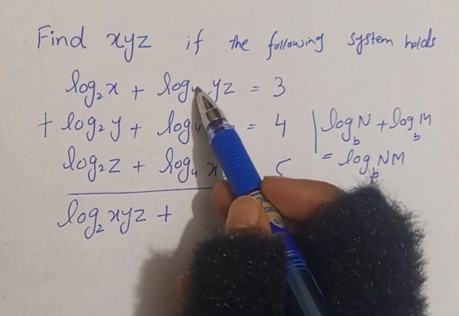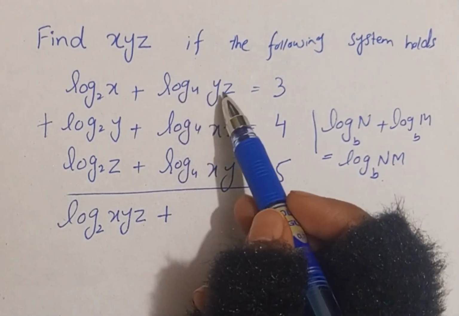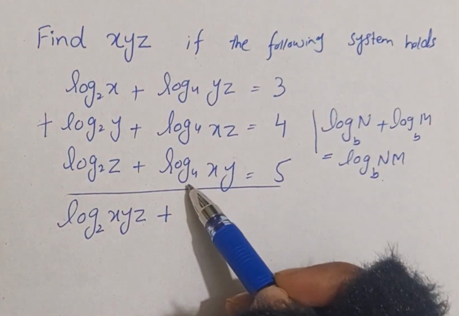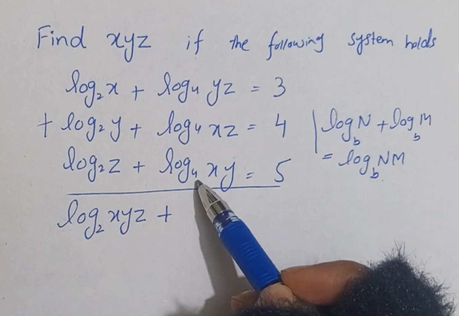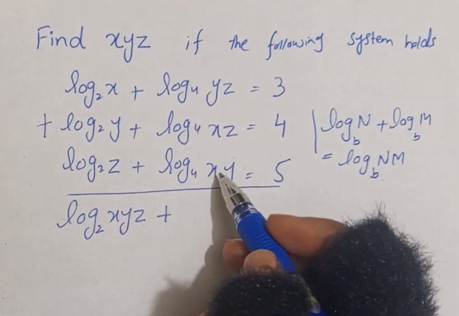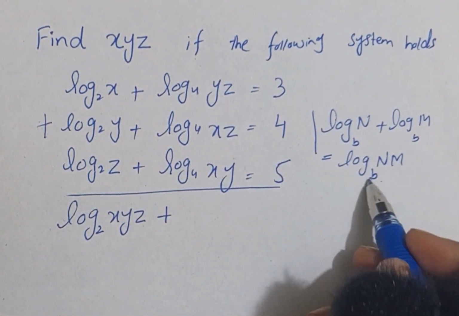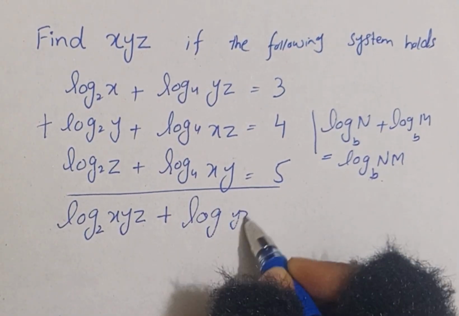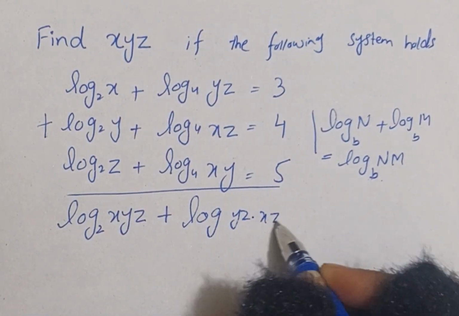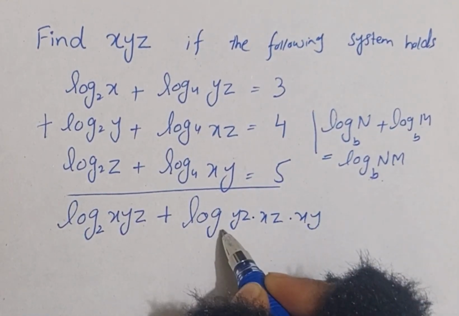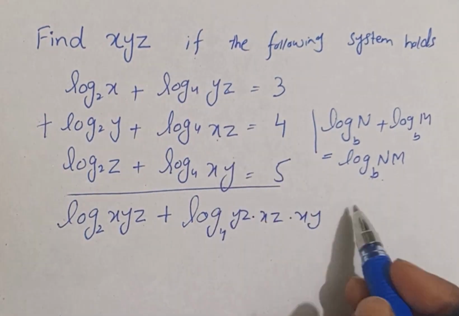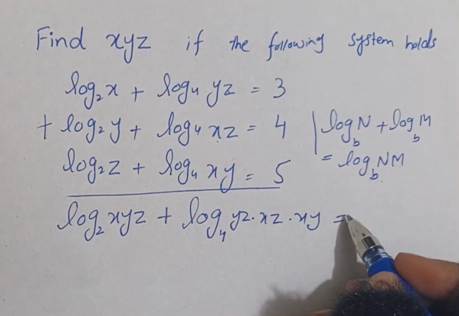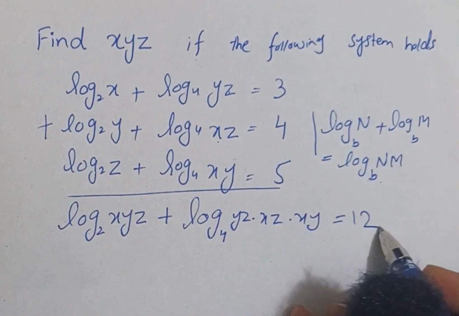And look at the second term. This is log yz with base 4. This is log xz with base 4. This is log xy with base 4. If we add, then using this log rule, this will become log of yz multiplied by xz multiplied by xy with base 4. We multiply all these values. The right hand side is 3 plus 4 plus 5, which is equal to 12.